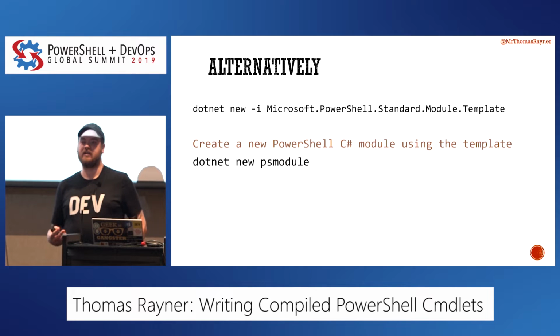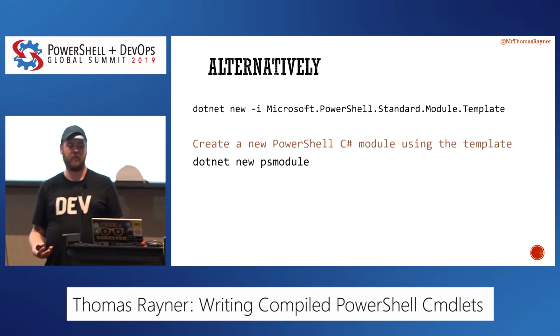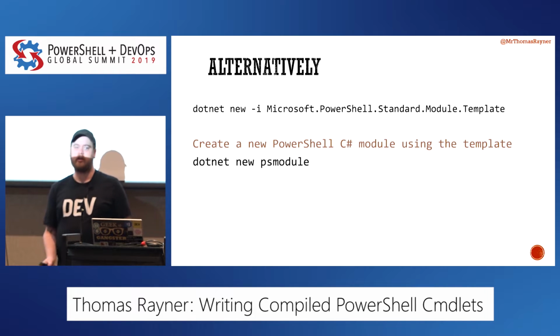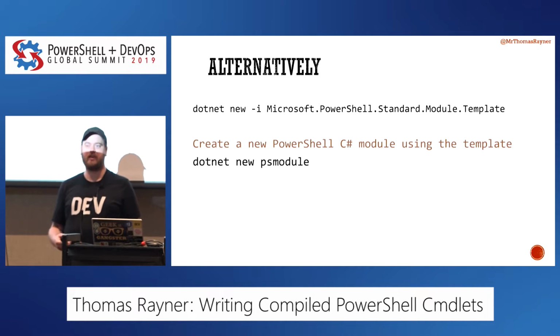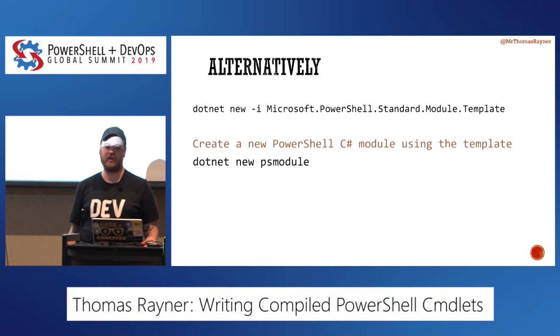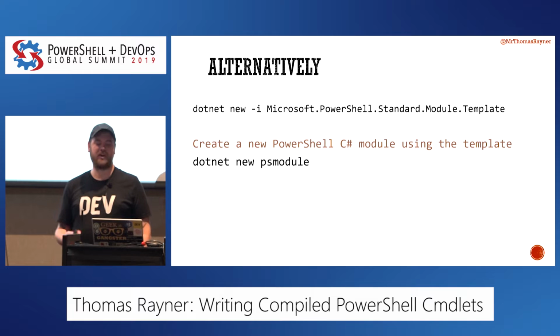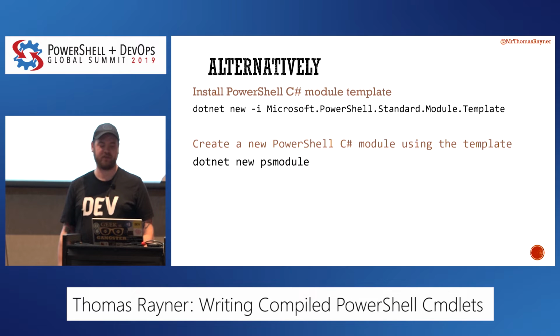There's an alternative. You can do dotnet new -i PowerShell, the whole thing's on the screen. This will add a template that you can use for creating a new PowerShell module. I personally don't love it. The one that it adds is fine. So we're going to be going the other way instead of this way, but this is an option that you could use.